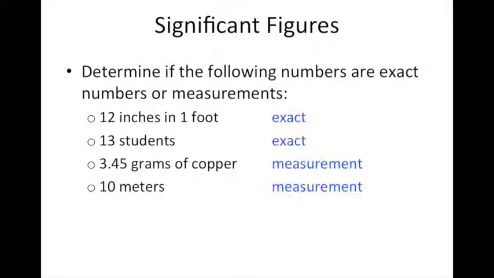So 12 inches in a foot, well, that's a definition, so that would be exact. 13 students, of course, that would be a counted value, so that would be exact. 3.45 grams of copper, grams, that would be measured. And 10 meters, that would also be a measurement. I want to stress, though, 10 meters is a whole number, and whole numbers do not mean exact. If you have a number like 1 or 2 or 3 meters, that is not the same as an exact number. So 10 meters is a distance that is measured, and there's some uncertainty in that measurement.